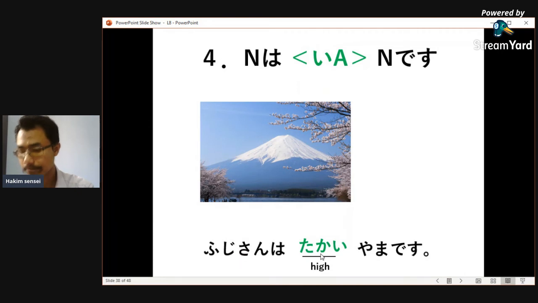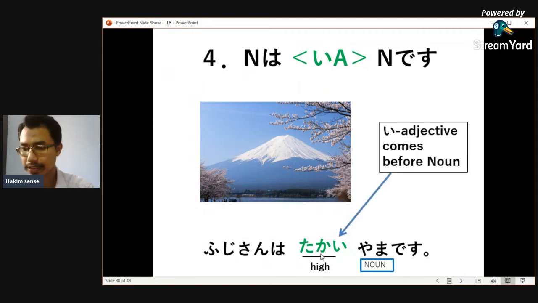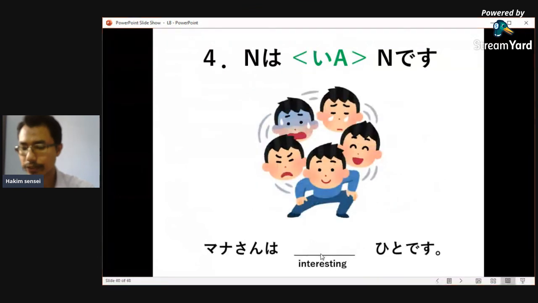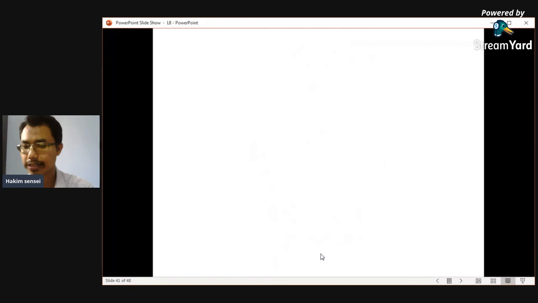Same case: if you want to say Malaysia is a hot country, kuni is country, atsui kuni desu. If you want to say Mana-san is an interesting person, omoshiroi hito desu. That's all we cover in chapter 8 grammar.